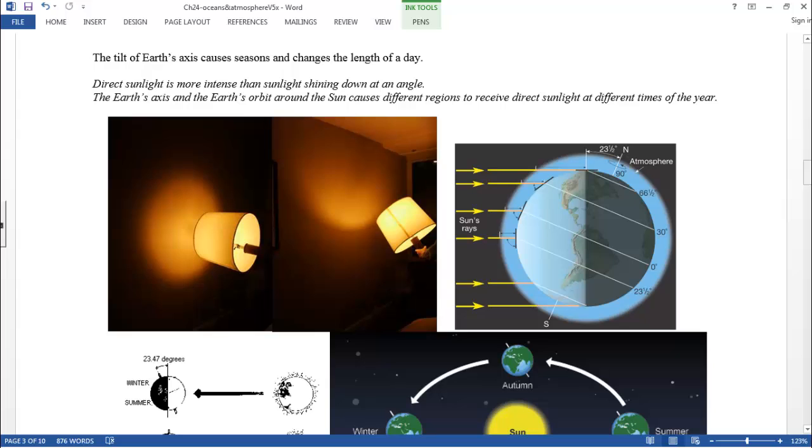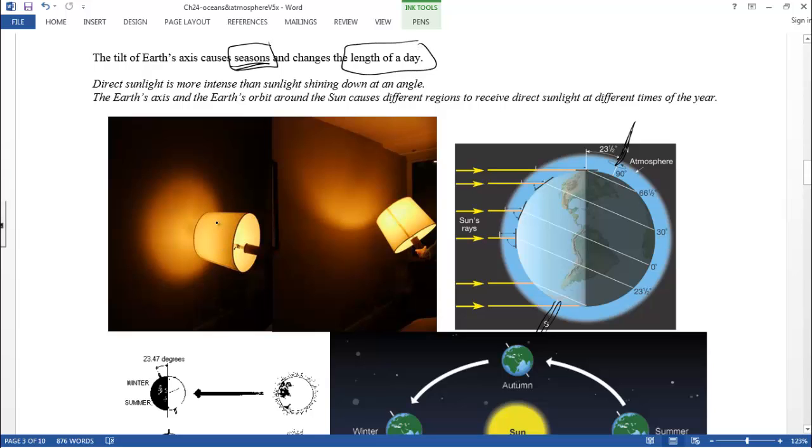As the Earth rotates, it actually rotates at an angle with respect to the sun. So the North Pole is kind of twisted off to the side, leaning to the side. And what effect does that have? Well, two major effects. It causes our seasons, summer, spring, winter, and fall. It also affects the length of a day. So let's talk about the seasons.